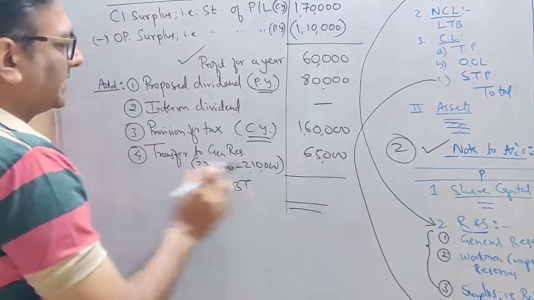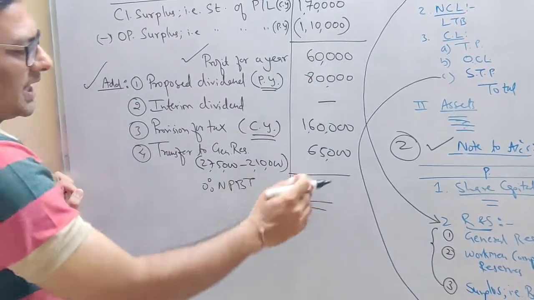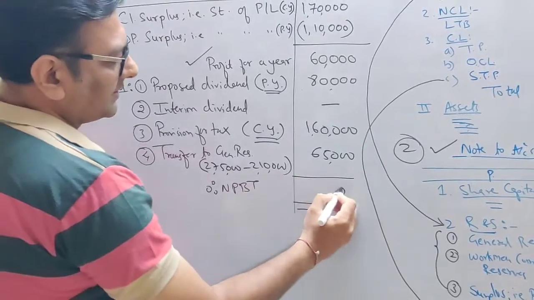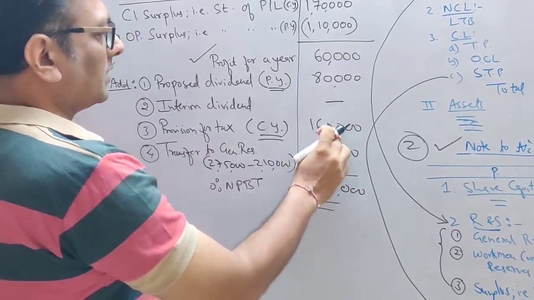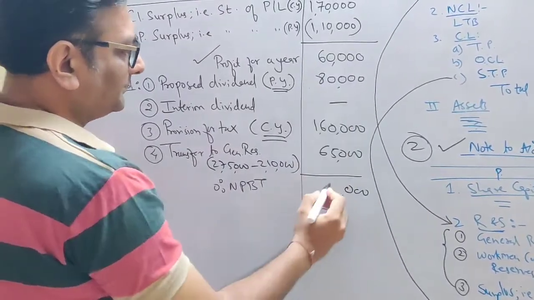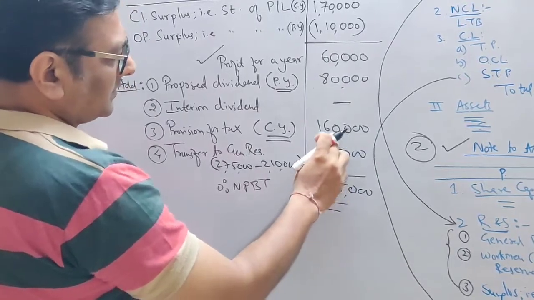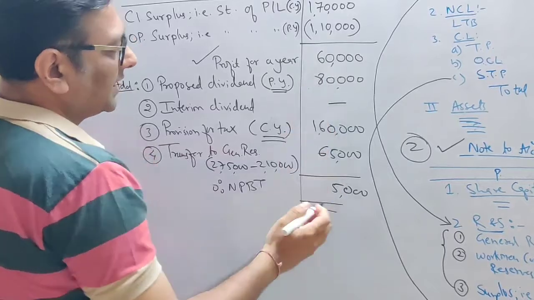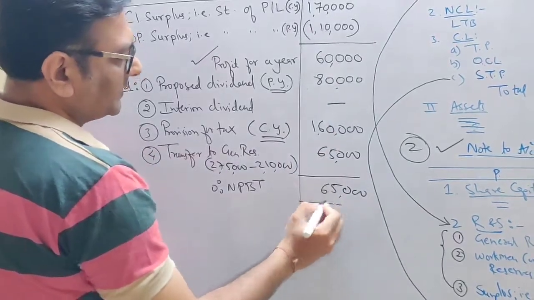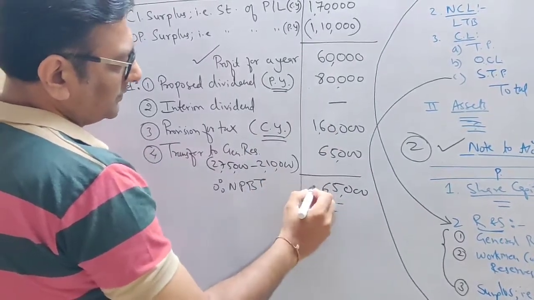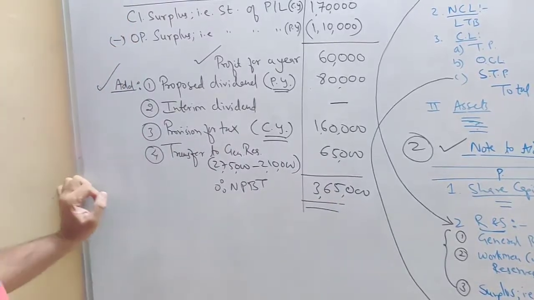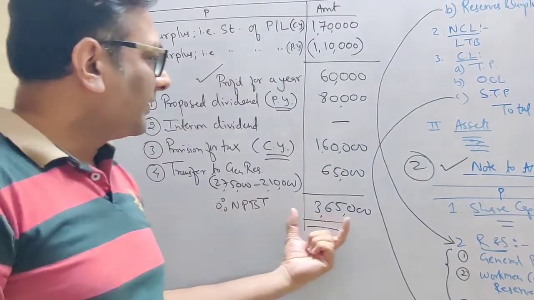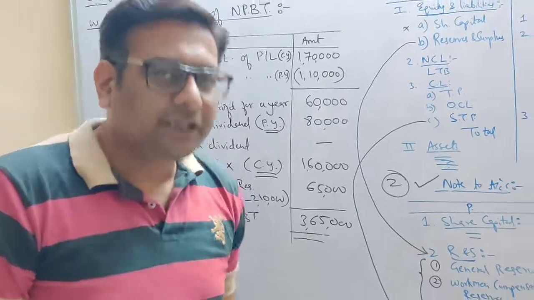Now add all of this, and you get the net profit before tax. 3,65,000 is your net profit before tax. Thank you, students.